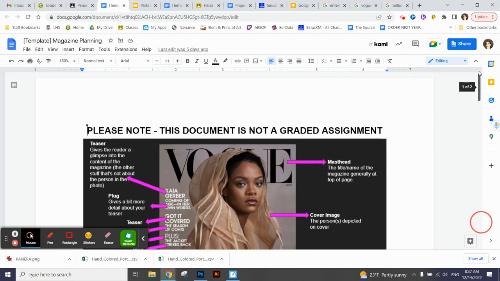So that's really all we need to get done the rest of the period. Start filling out this form. Everyone's got a copy, so that way you can just refer to it anytime you're here. It's not graded. It's more just a note page for you to get your ideas down. Also, you're totally allowed to go look up existing teasers, plugs, and cover lines that you see on existing magazines and type them. Totally fine by me.